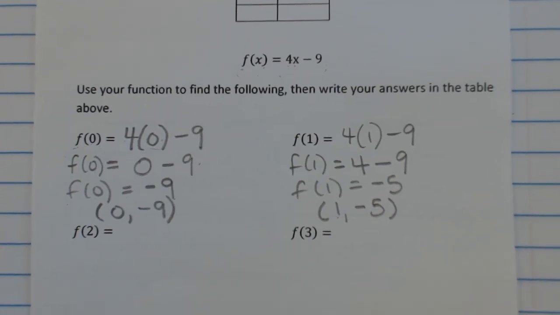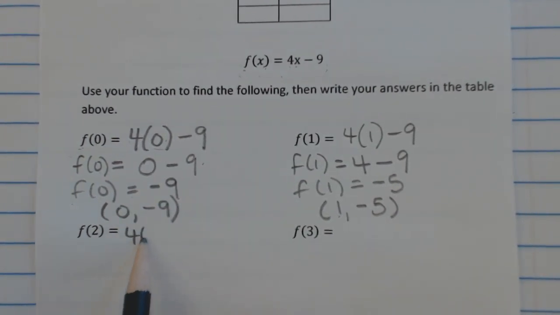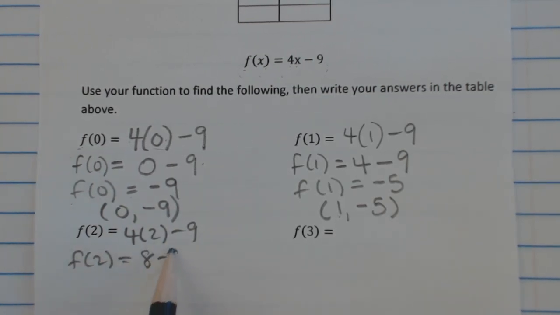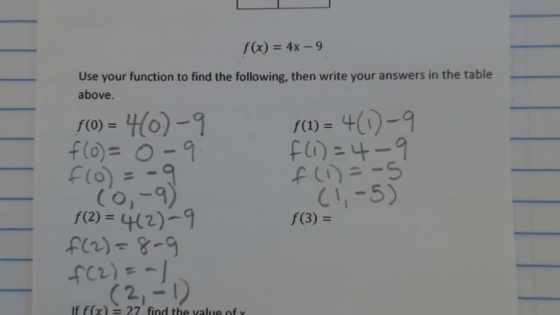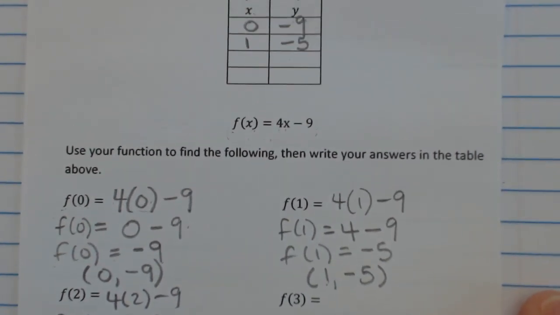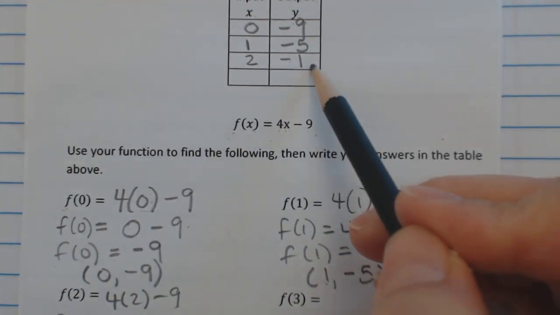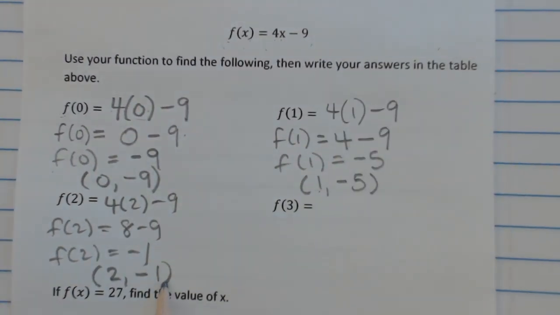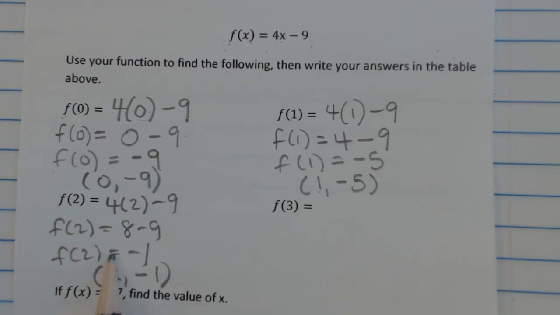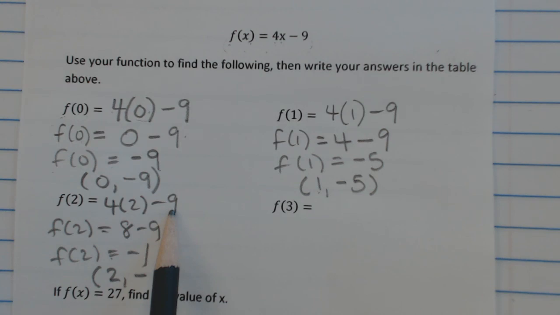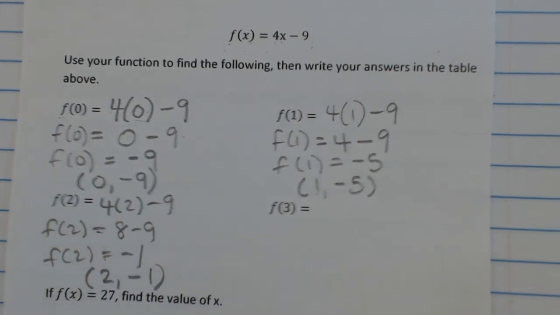Okay, let's keep moving on. f of 2. We're going to input 2 where the x is. f of 2 equals 8 minus 9. So f of 2 equals negative 1. As an ordered pair, (2, negative 1), that nice representation. Let's put it into our table, 2, negative 1. Here we have representation in the table, representation as the ordered pair, representation in our equation with the answer, and representation just substituting it in.